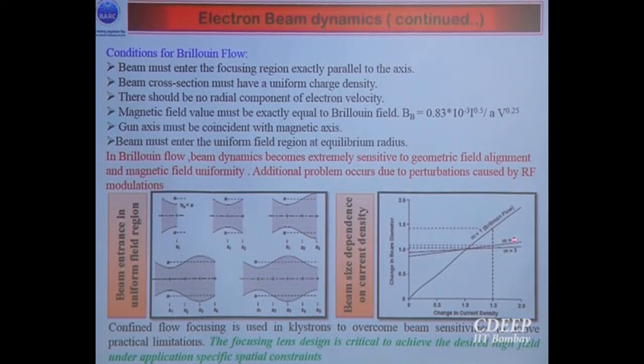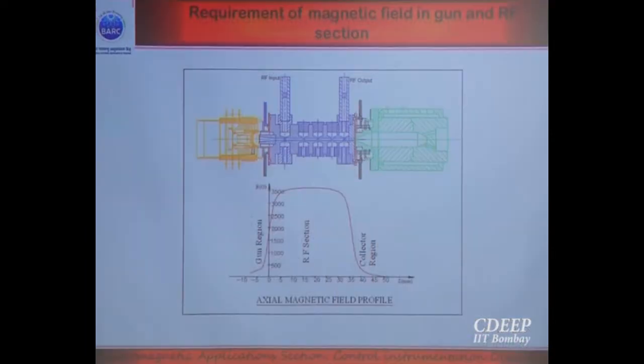If we see, at m equal to 2 there is this slope value, and this is at m equal to 3. That's why we go for a higher field value. So this is the requirement of the magnetic field in the gun. This is the gun region, RF section, and the collector.